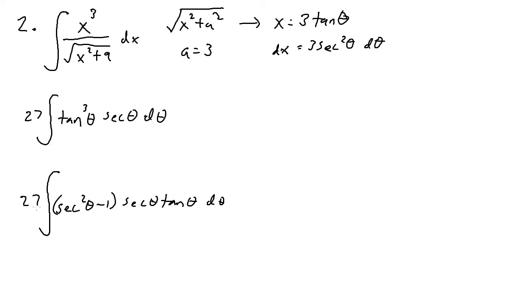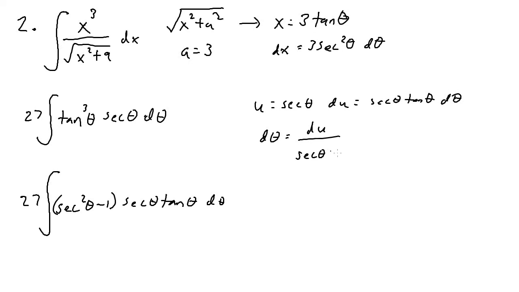And then what we can use here is simple u substitution. So I'm going to make the u equal to secant of theta. So up here, if u equals secant of theta, then du, or the derivative, is going to be secant of theta tangent of theta d theta. So then d theta is equal to, when I divide over secant tangent, du over secant of theta tangent of theta.